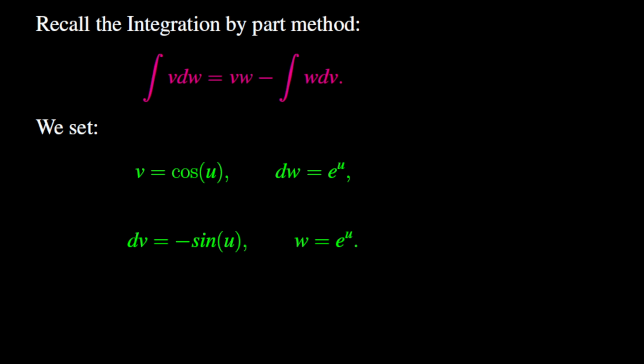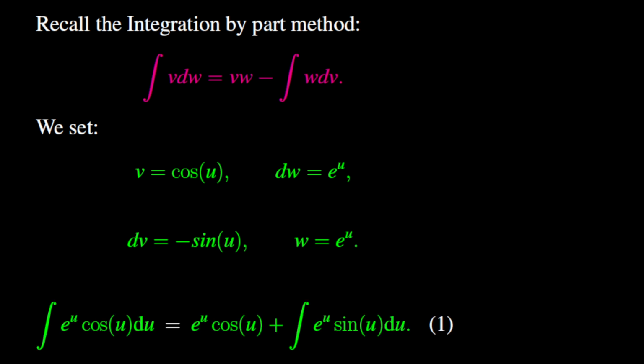Recall the integration by parts method. In this approach, we set v equal to cosine of u and dw equals exponential of u. Thus, dv equals negative sine of u du and w equals exponential of u. Therefore, the integral of exponential of u times cosine of u du is equal to exponential of u times cosine of u plus the integral of exponential of u times sine of u du.